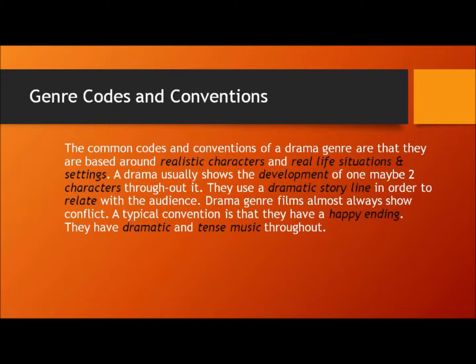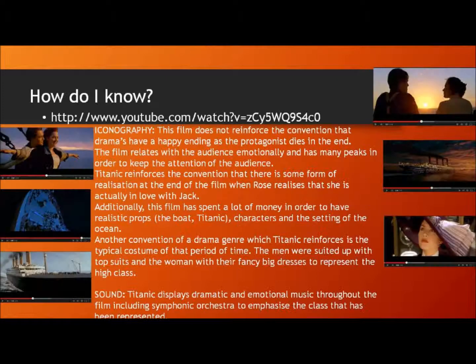They use a dramatic storyline in order to relate with the audience. Drama genre films almost always show conflict. A typical convention is that they have a happy ending. They also have dramatic, intense music throughout. And how do I know this? This is through two different things, iconography and sound.